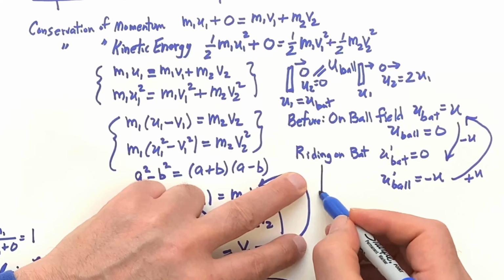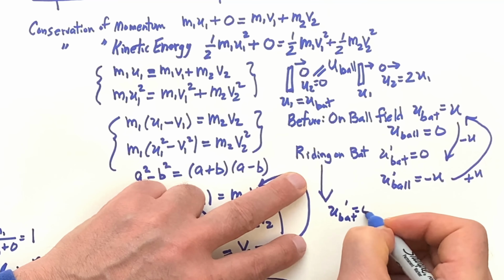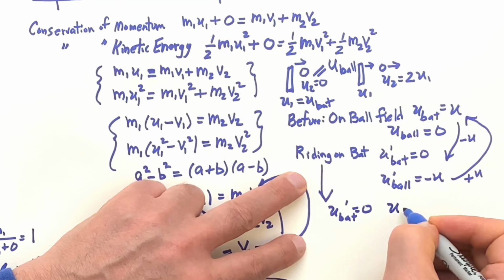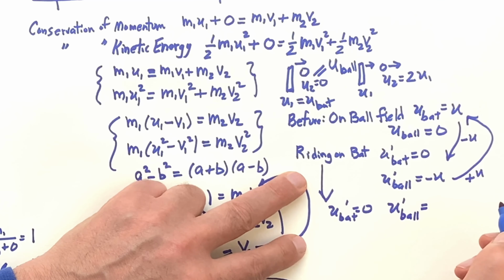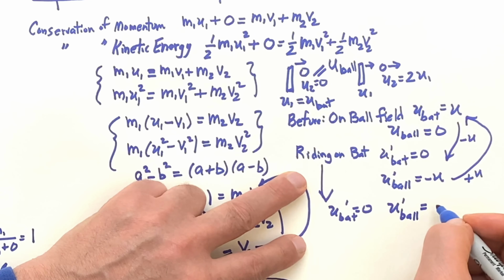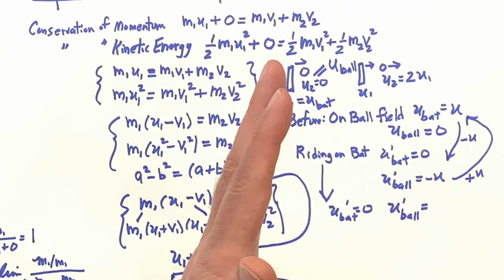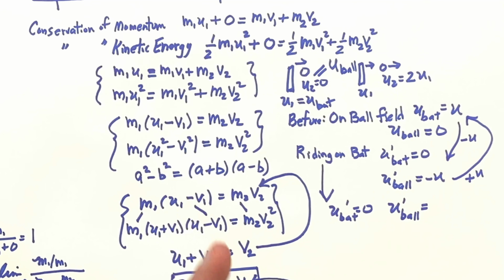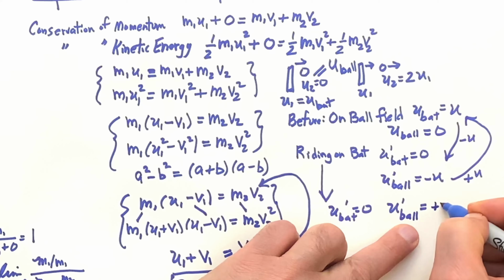If we're riding the bat, then the speed of the bat is still 0 because we're going with the bat. And with the ball, guess what? The ball simply reflects, because if we're moving with the bat, we're like a wall. The ball's coming to the wall, it's just going to bounce off, like the tennis racket case, where the thing it's meeting against is very, very massive. So the ball is going to simply go back the other way.